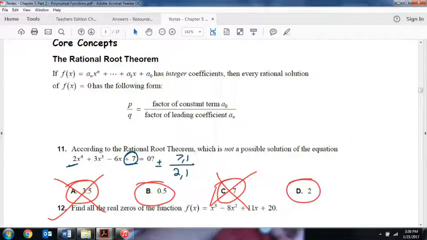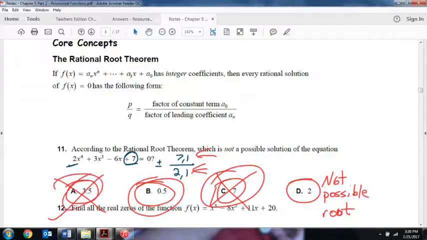And if you think about it, 7 divided by 2 is not 2. 7 divided by 1 is not 2. 1 divided by 2 or 1 divided by 1, no. There's no way any of the numbers on top divided by any of the numbers on bottom will ever give you 2. Therefore, 2 is not a possible root. 2 cannot be a root for this. Now, that doesn't mean that 7 and 3.5 are roots. It just means 2 is not possible. It's one thing we've got to keep in our mind for this.